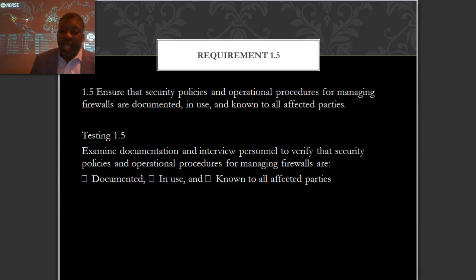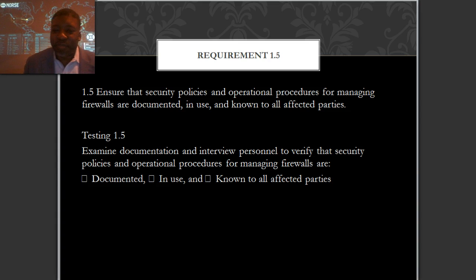All right, now we're down to our last one. Basically, personnel need to be aware of and follow security policies and operational procedures to ensure firewalls and routers are continuously managed to prevent unauthorized access to the network. That's all 1.5 is saying.